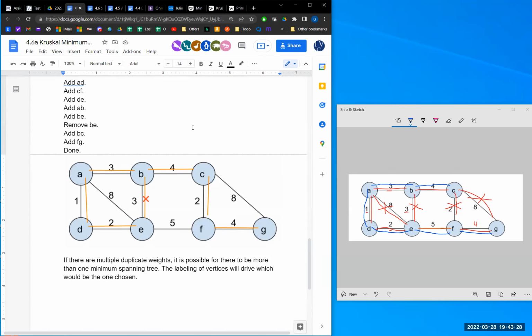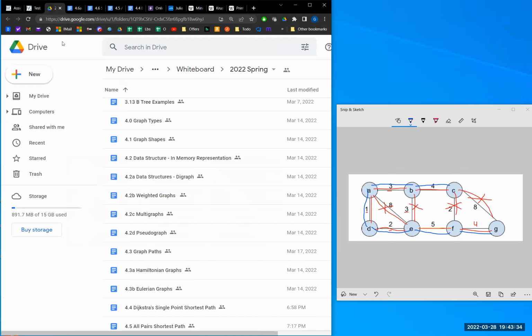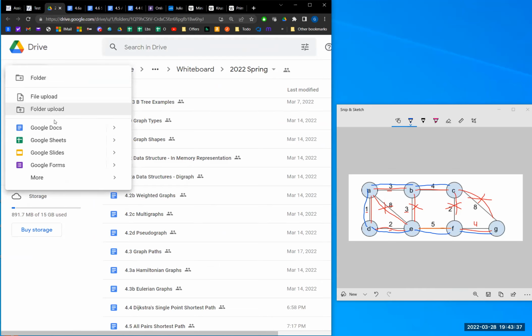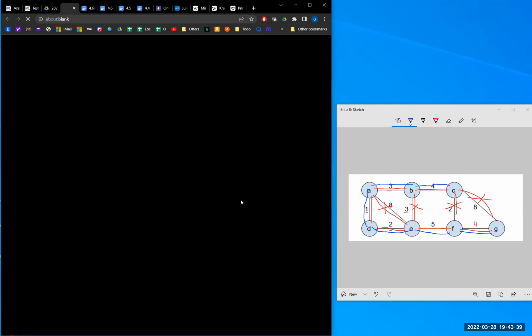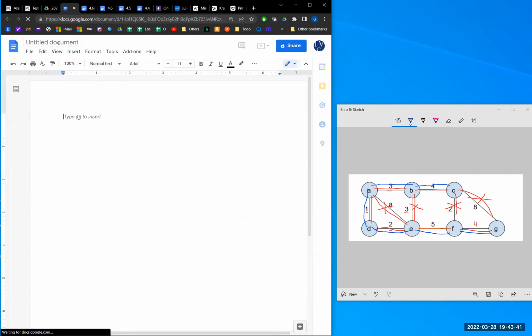All right. We have another way to try to find a minimum spanning tree. Prim's algorithm. Prim's minimum spanning tree.